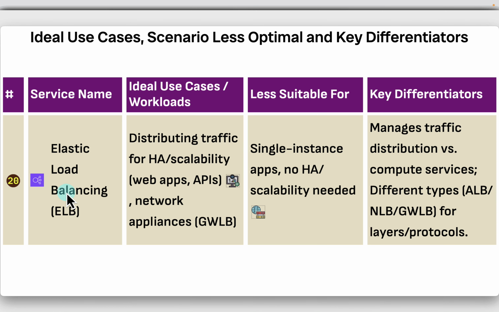Next service, Elastic Load Balancing, ELB. Ideal use cases are distributing traffic for high availability and scalability. It includes web apps, APIs, and network appliances, Gateway Load Balancer. Less suitable for single instance applications where no HA or scalability is needed. Key differentiators are it manages traffic distribution versus compute services, and it supports different types, which include Application Load Balancer, Network Load Balancer, and Gateway Load Balancer for different layers and protocols.